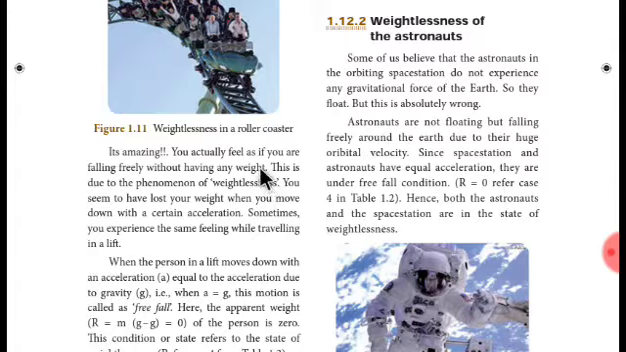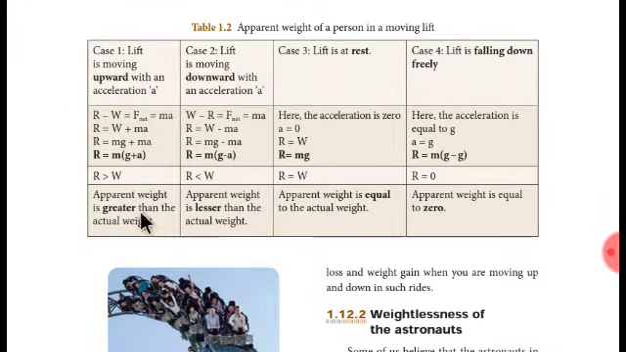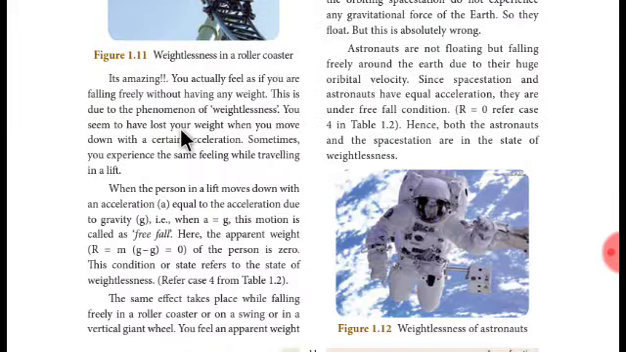Wait a minute, what is weight? You must be confused now. Here they mention weight as R, a reaction force. In the case where the lift is falling down freely, which is the case they explain in the weightlessness topic, R is equal to 0, and this is what they call weight equal to 0. But actually the reaction force is what is measured by a weighing machine, and here they took it as weight. There is not much difference.